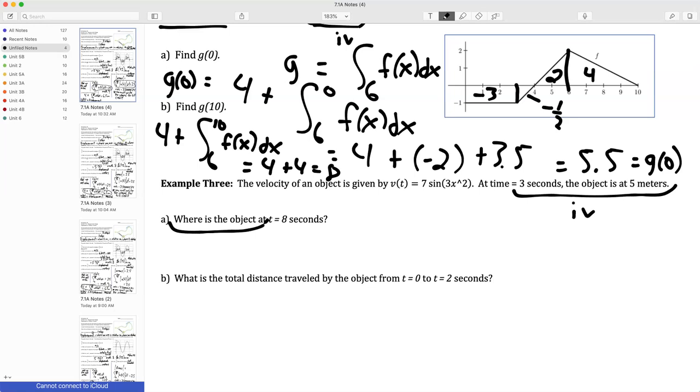Okay, so I need initial value plus the displacement. What is my initial value again? It's 5 plus the integral. My lower bound is going to be the time at the initial value, which is 3. My upper bound is going to be what they asked me, 8. And then I need to write in v of t dt. Then you can take your little calculators, do a little math, and crank out the answer.